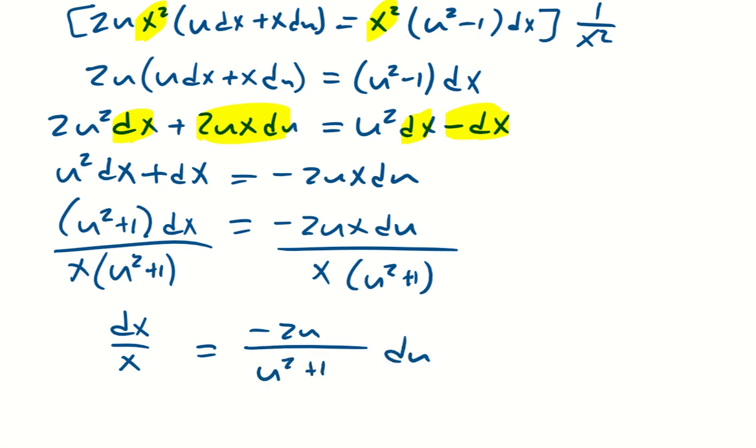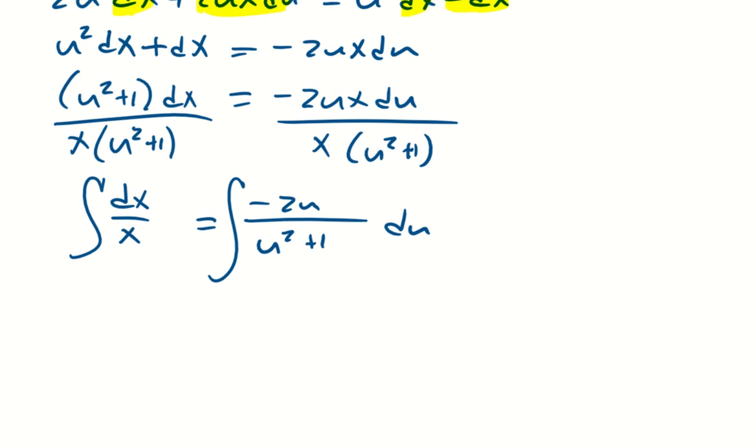So our variables have been separated. All the x's are on the left-hand side, all the u's are on the right-hand side, and we can anti-differentiate. The left-hand side is just the natural logarithm of the absolute value of x. What about the right-hand side? Notice that in the denominator, we have this u squared plus 1. What's the derivative of that? That would just be 2u du, and that's in the numerator. So we're pretty much good to go here. This is pretty straightforward.